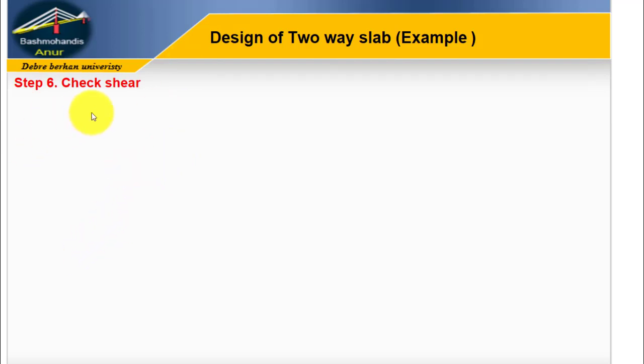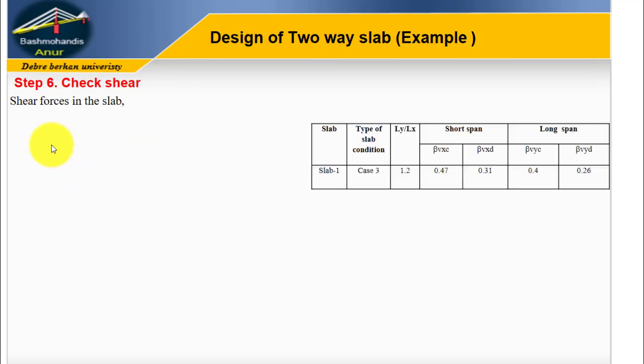Step 6 is check for shear. Therefore we have to calculate the shear force in the slab. We have to use the table coefficient in the British standard, like we have used it when we calculated the design moment.